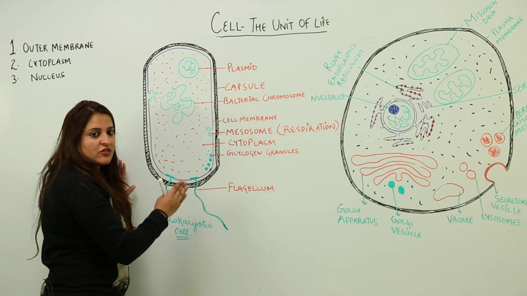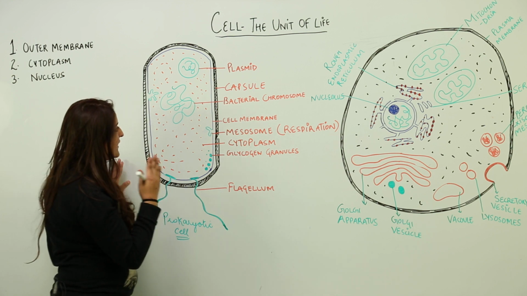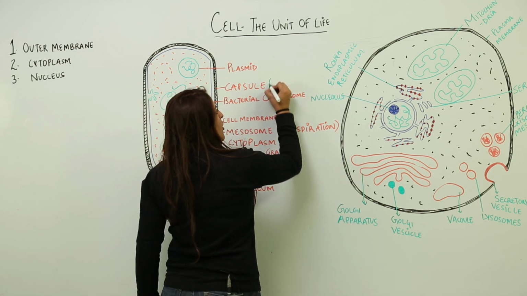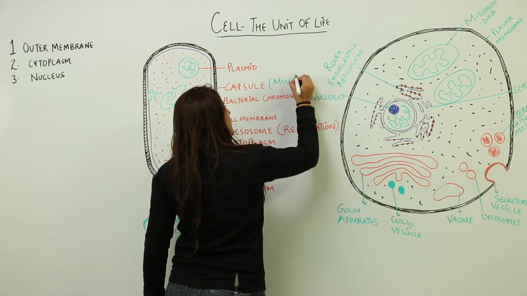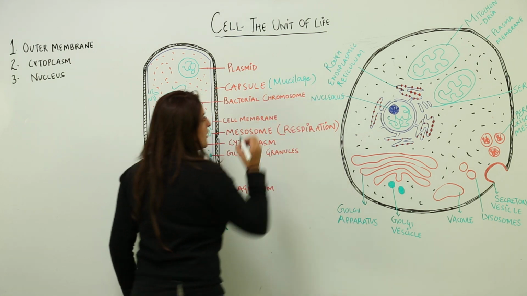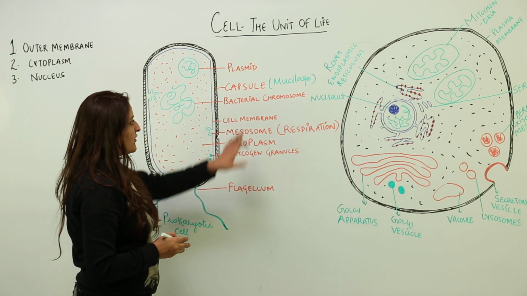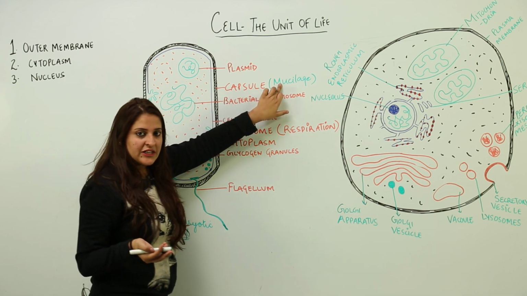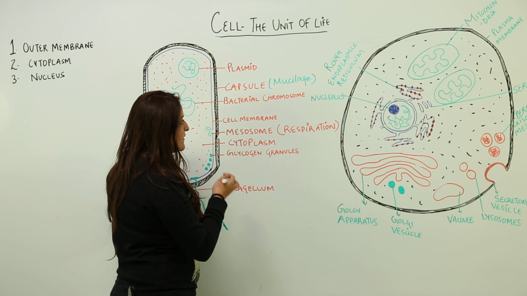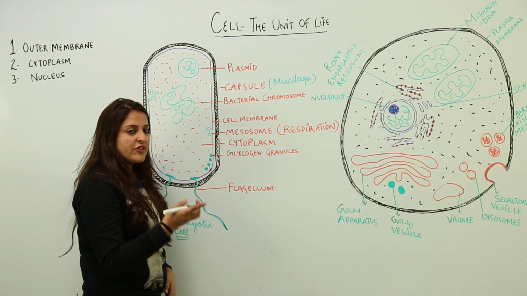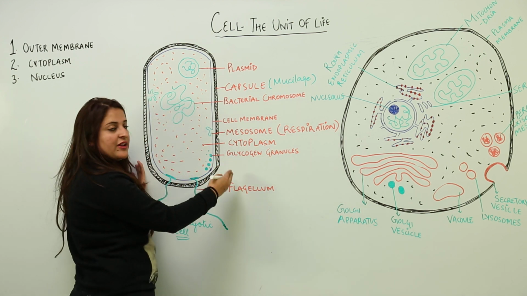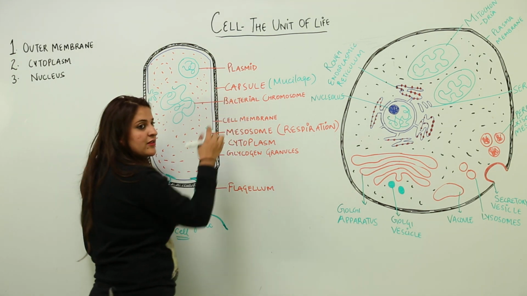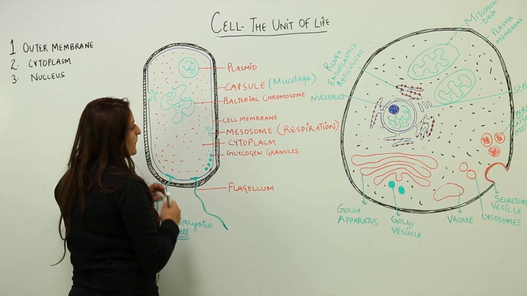The various other features of this bacterial or prokaryotic cell are that it contains a capsule. This capsule is actually formed of a mucilage layer. This mucilage is not normally present in every bacterial cell, but in unfavorable conditions, so as to prevent the cell from drying, the bacteria develops a mucilage covering around its membrane, and that's why we call it a capsule, or a protective sheath.